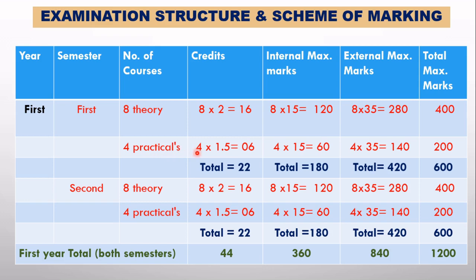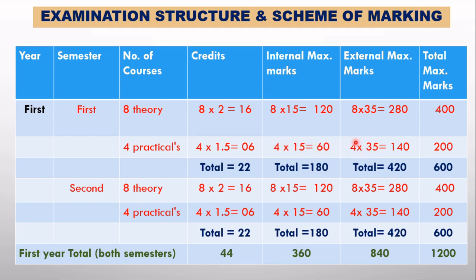There are 4 practicals because there are 4 subjects in FYBSc. So 4 into 1.5, as we have seen, practical credits in first year are 1.5 each, so 4 into 1.5 becomes 6. Then internal marks for each paper will be 15, so 4 papers into 15 becomes 60.